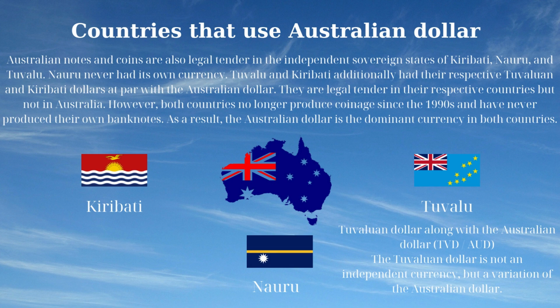Countries that use the Australian dollar. Australian notes and coins are also legal tender in the independent sovereign states of Kiribati, Nauru, and Tuvalu. Nauru never had its own currency. Tuvalu and Kiribati additionally had their respective Tuvaluan and Kiribati dollars at par with the Australian dollar. They are legal tender in their respective countries, but not in Australia. However, both countries no longer produce coinage since the 1990s and have never produced their own banknotes. As a result, the Australian dollar is the dominant currency in both countries.